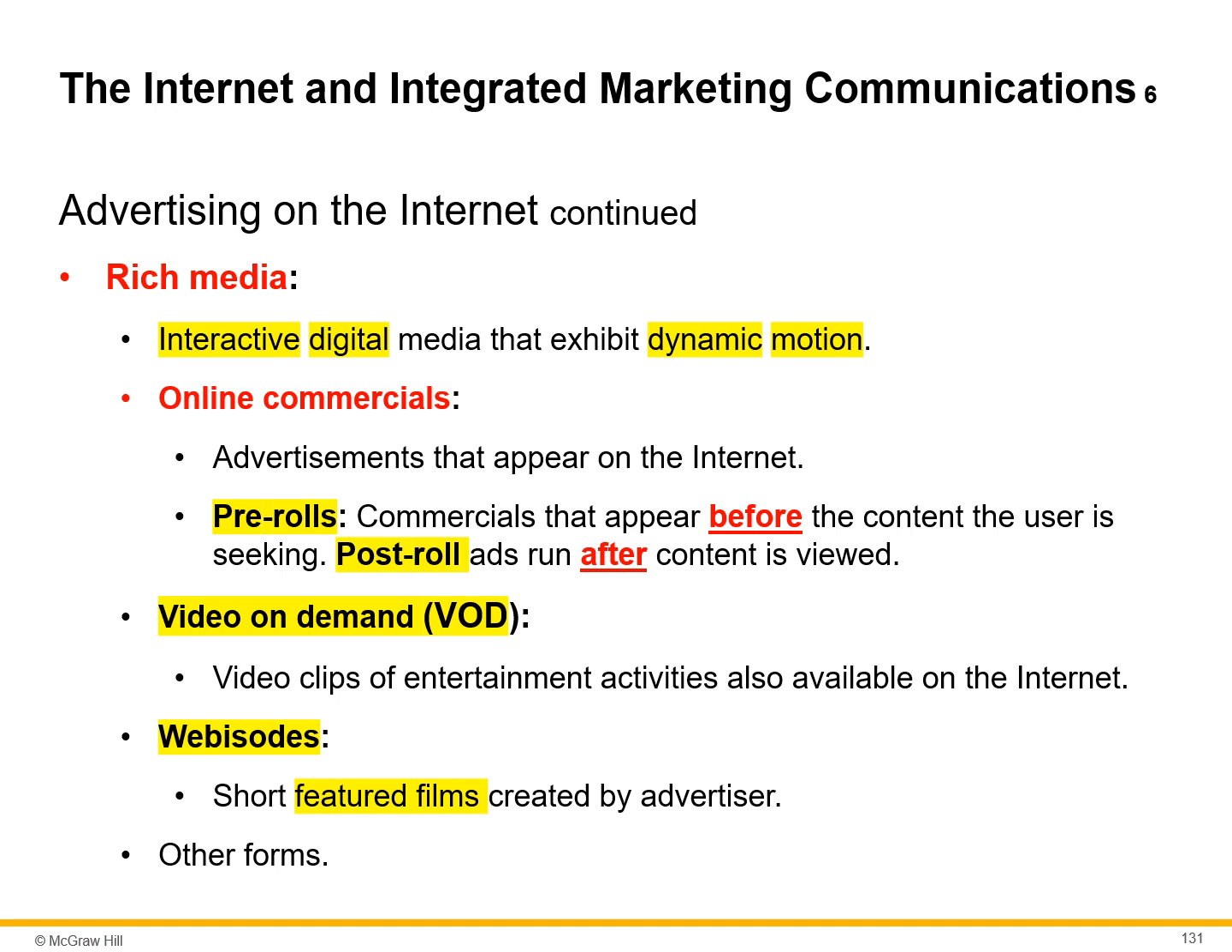And rich media. The internet is considered an interactive digital media that exhibits dynamic motion. It's called rich media. And online commercials, basically you can have pre-rolls and post-rolls. Okay? You can have video on demand, VOD. You can have web shows. Okay?